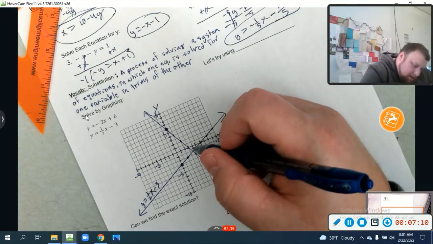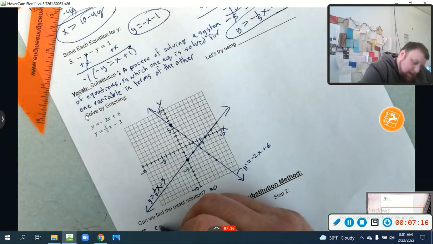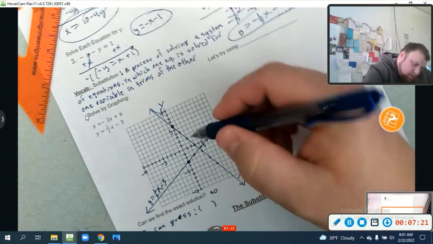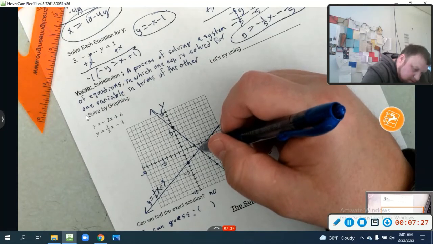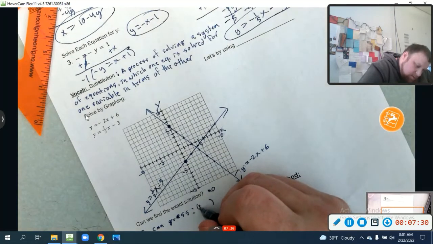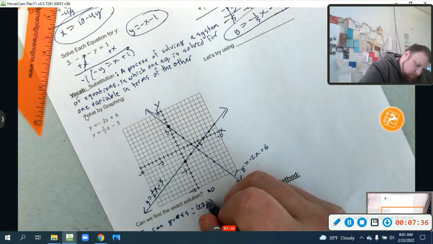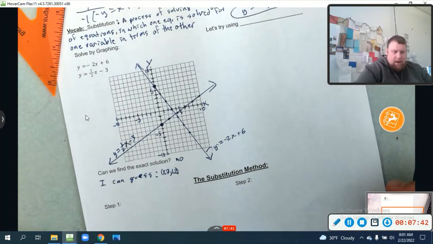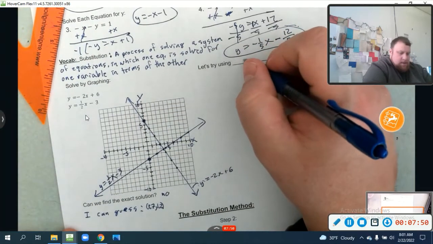In fact, can we find an exact solution? No, we can guess. My guess would be the point, let's see, x: 1, 2, 3, so about 3.7 on the x and about 1.2 on the y. That's my best guess, looking at this point of intersection right here. But that's not exact. So we're going to try using the substitution method.